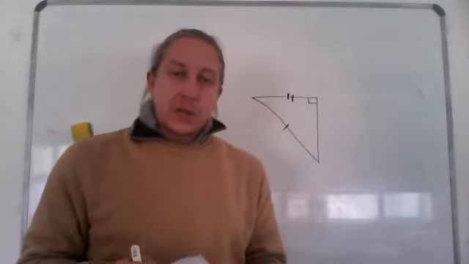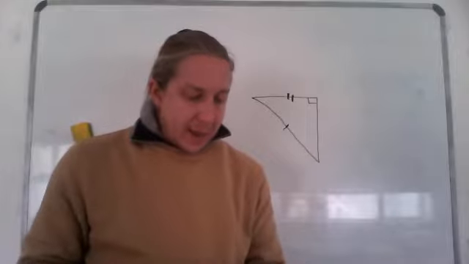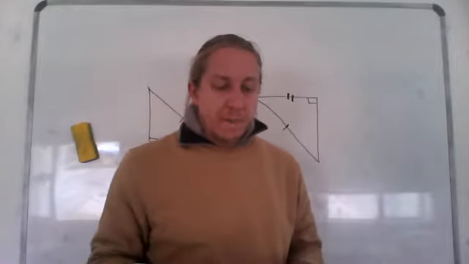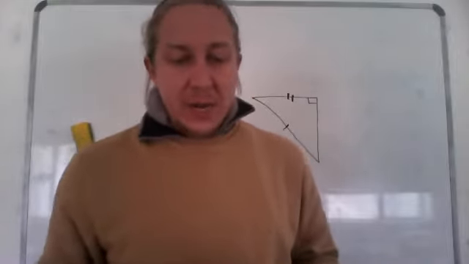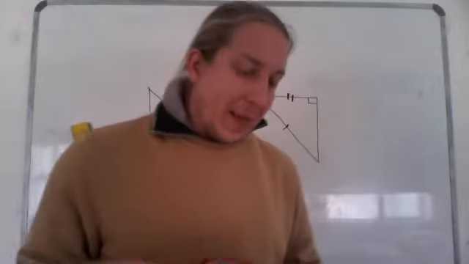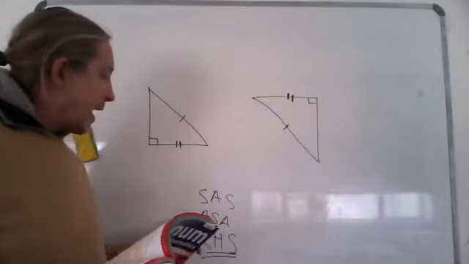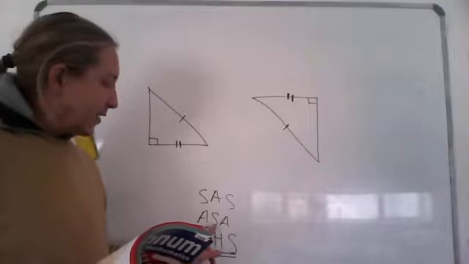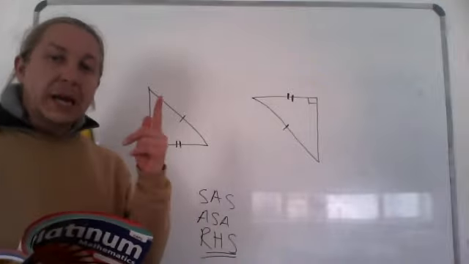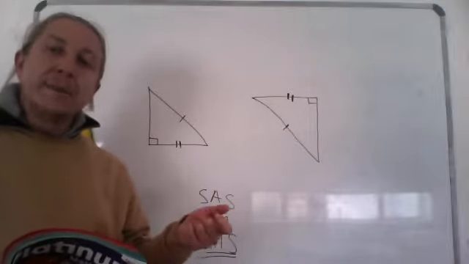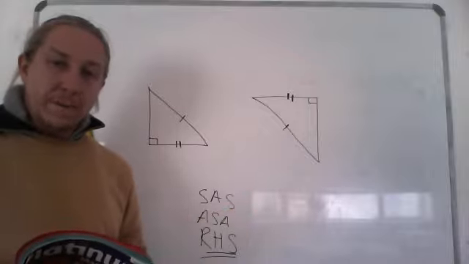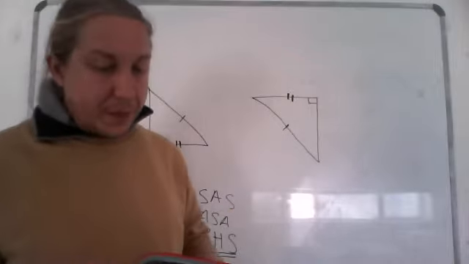Alright guys, so those are the congruency conditions that we have. If we look on page 134, we have them summarized for you there. The only one that I like to change is the AAS to ASA, because to me it makes sense that it has to be in the middle and it's got to be included. That's how I remembered it at school.